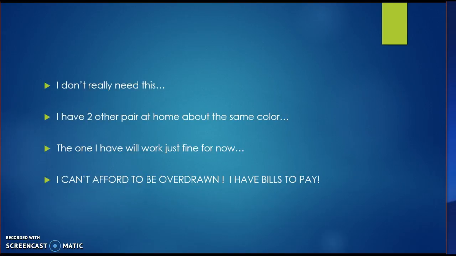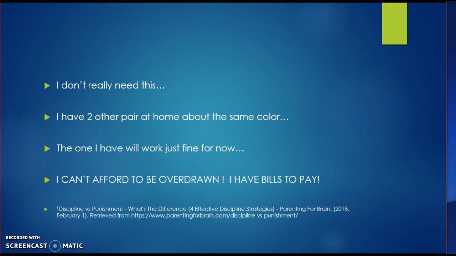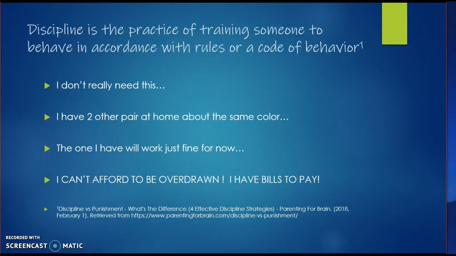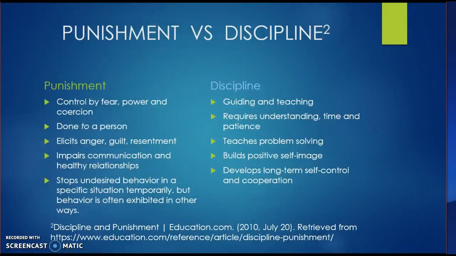We are adults. We have practiced it, but we didn't always know how to do this. We had to be taught. And this is where discipline comes in. Discipline is an act of training someone to behave in accordance with rules or a code of behavior. Take a minute and just read this slide. When we just read through this and we stop to think about it, it really makes sense, doesn't it?